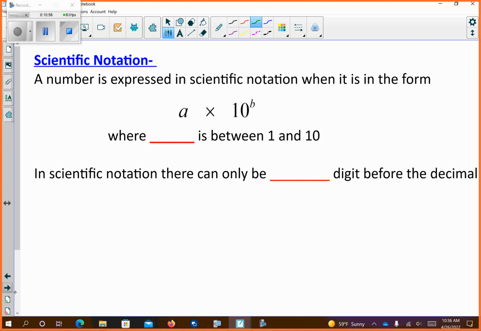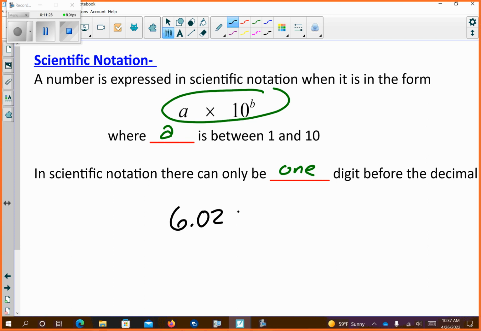Okay, so if we have something like this, a number is expressed in scientific notation when it is in the form a times 10 raised to the b, where a is between 1 and 10. In scientific notation, there can only be one digit before the decimal. So if I had scientific notation, 6.02 times 10 to the 23rd is correct for scientific notation.